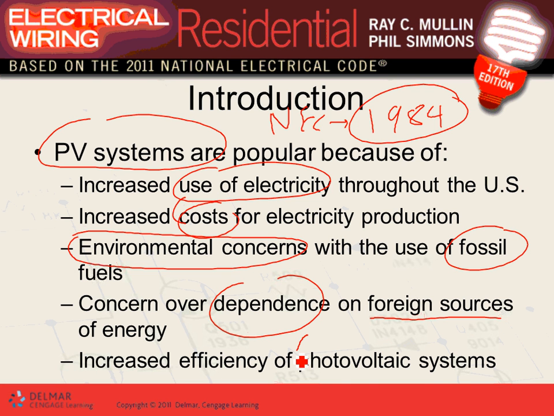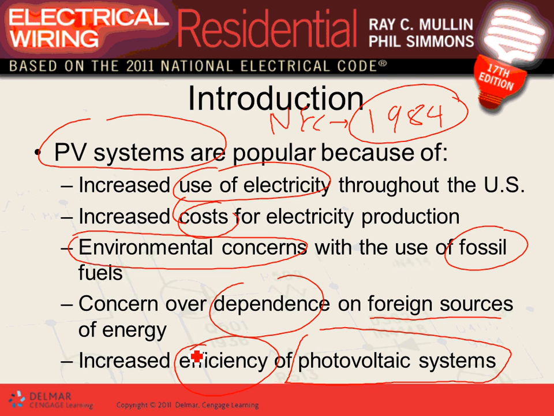And probably the single most important reason is efficiency. The solar photovoltaic system is becoming a lot more efficient. You can have a panel, and you can get 250 watts out of one panel. So you put 10 of them together, you get yourself a 2.5 kilowatt system. They're becoming more efficient, they give more juice, and the price is lower: more efficient, lower price.